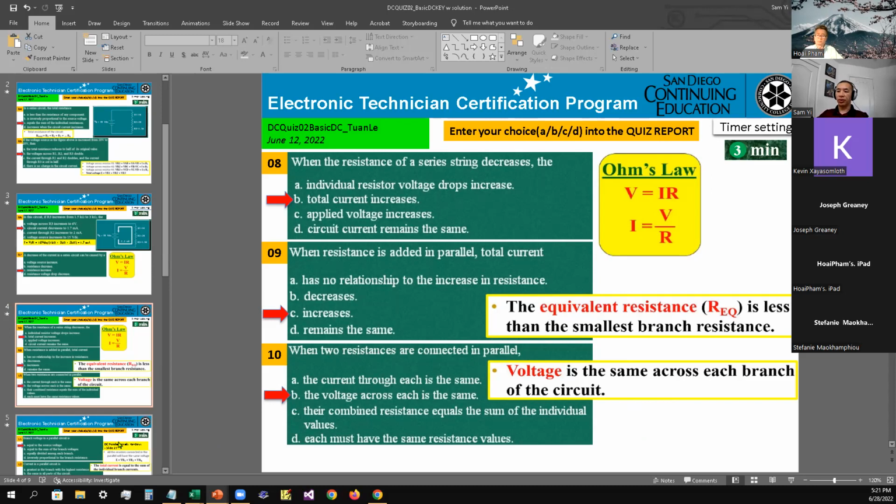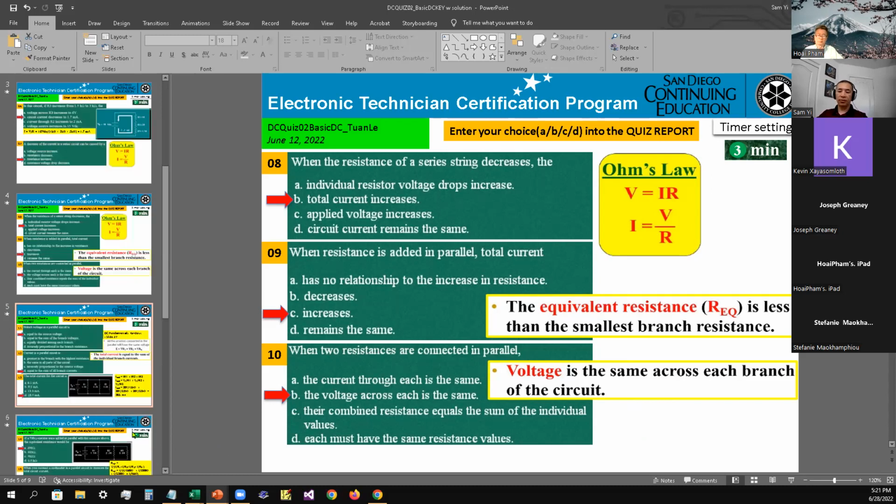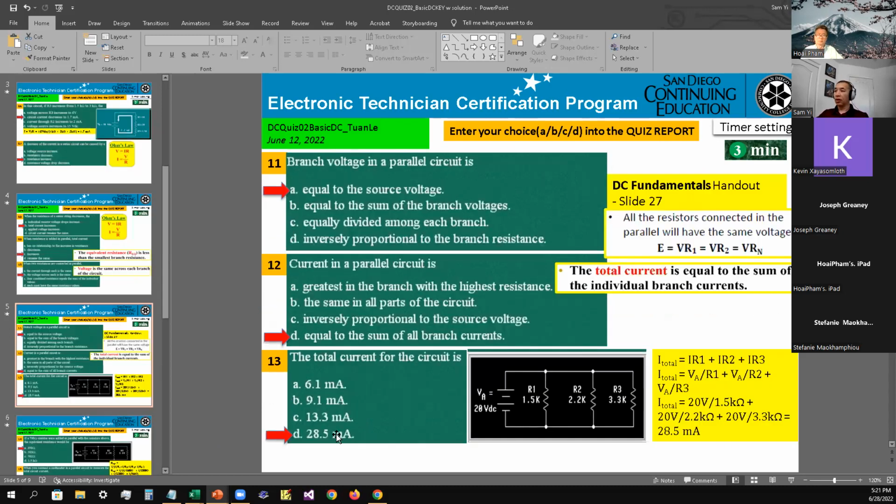Okay, no question there. Okay, page down. Number 11, the branch voltage in a parallel circuit is equal to the source voltage. So VA would apply right here, right here, right here. No matter what, it's always going to be equal to VA. So the answer is A as in apple for number 11.